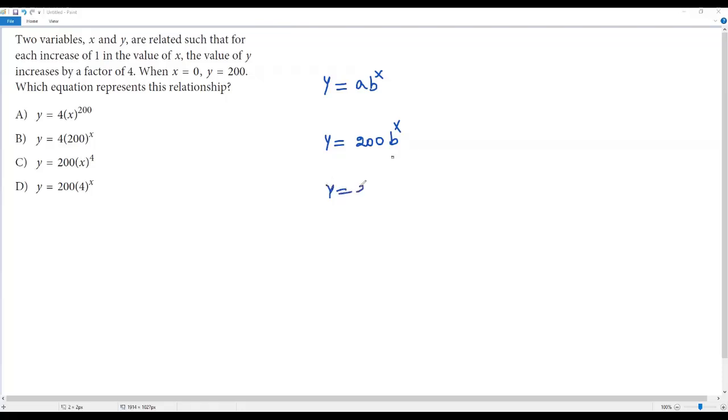So then we can write y equals 200 times 4 to the x power. So we find this function in option D. So the correct answer choice for this question is option D. Anyways, we can verify our answer.